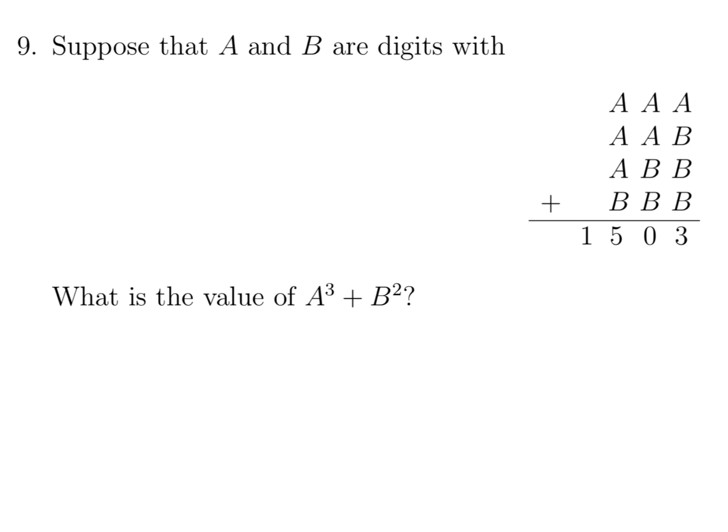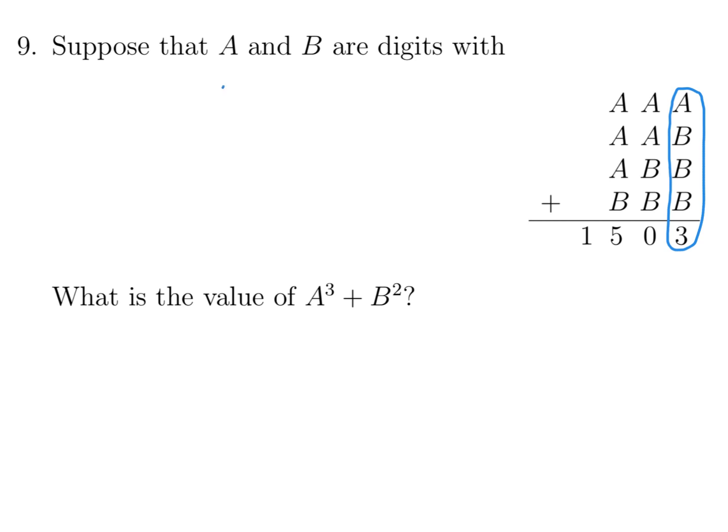Suppose that A and B are digits with AAA plus AAB plus ABB plus BBB is 1503. What is the value of A to the power 3 plus B to the power 3? So this looks like a whole bunch of trial and error, and I'll let you do the trial and error. You have to say, okay, let's see what happens if A is 1 or if A is 2 and things like that. So when you do the trial and error, let's start with that column.